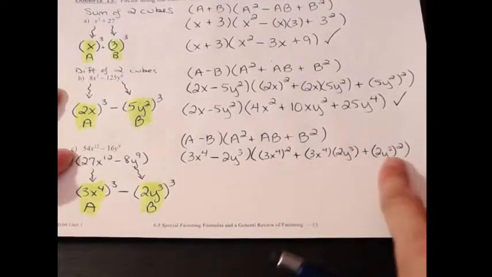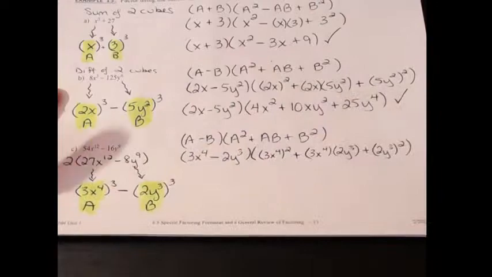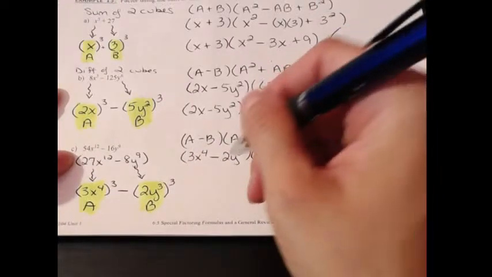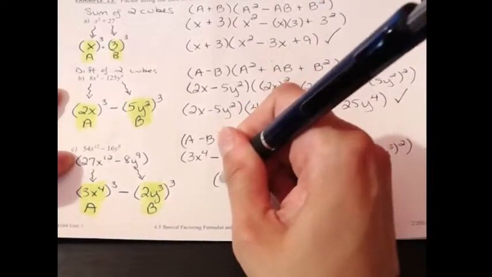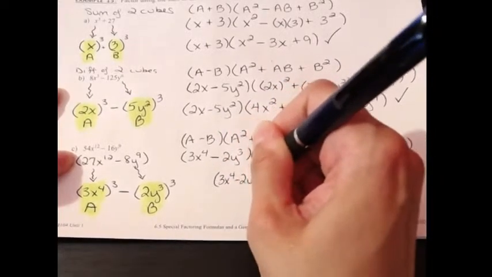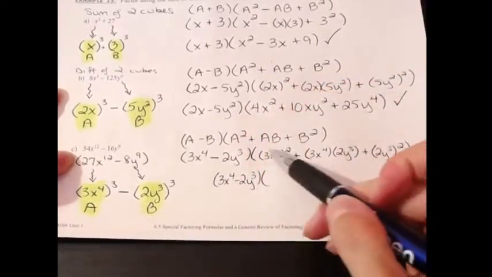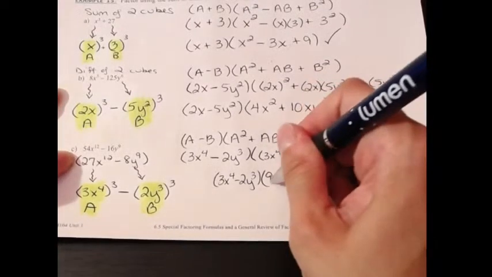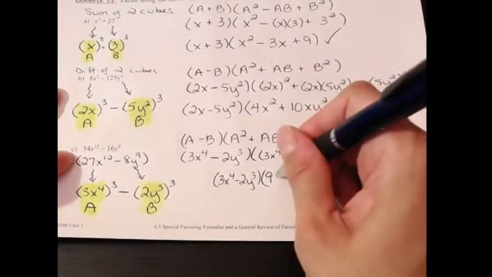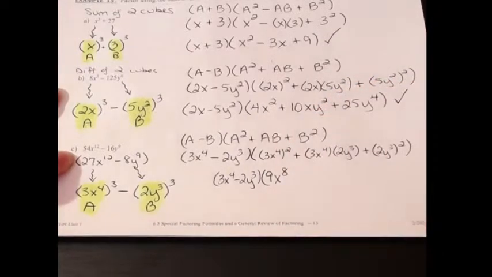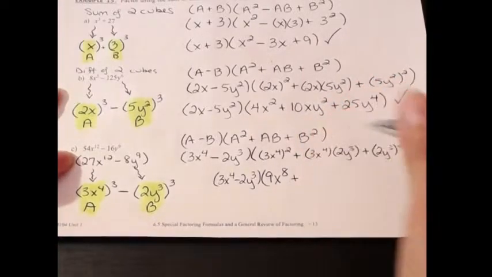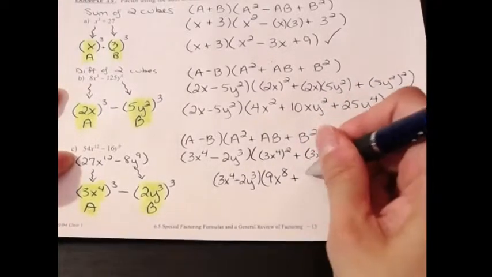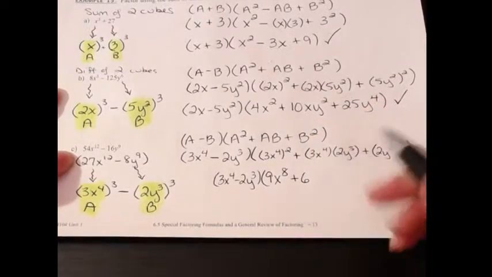We're going to clean up what's inside here, and then we're also not going to forget our GCF from the very beginning. I'm still holding on to it. So we have 3x to the fourth minus 2y to the third. 3x to the fourth times 3x to the fourth, so 3 times 3 is 9. X to the fourth times x to the fourth is x to the eighth, right? 4 plus 4 is 8. Product rule, keep the base, add the powers. Plus 3 times 2 is 6, and then we have x to the fourth and y to the third.